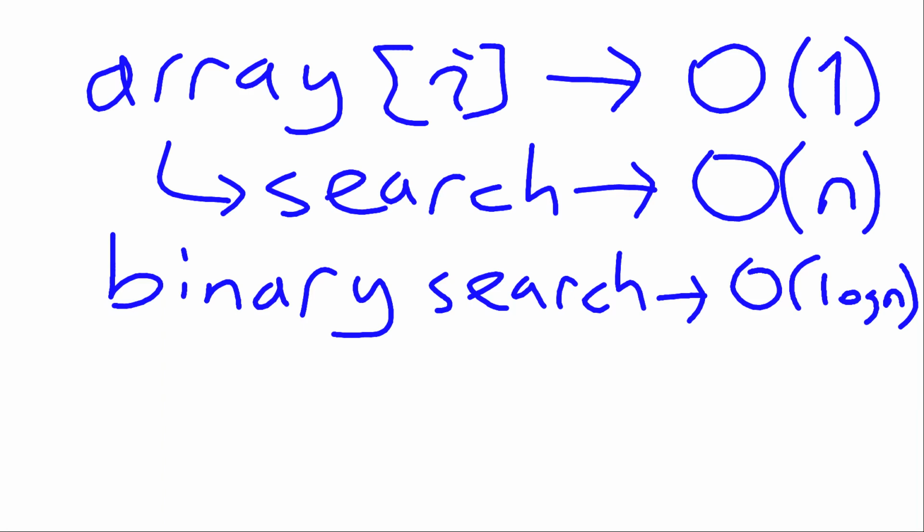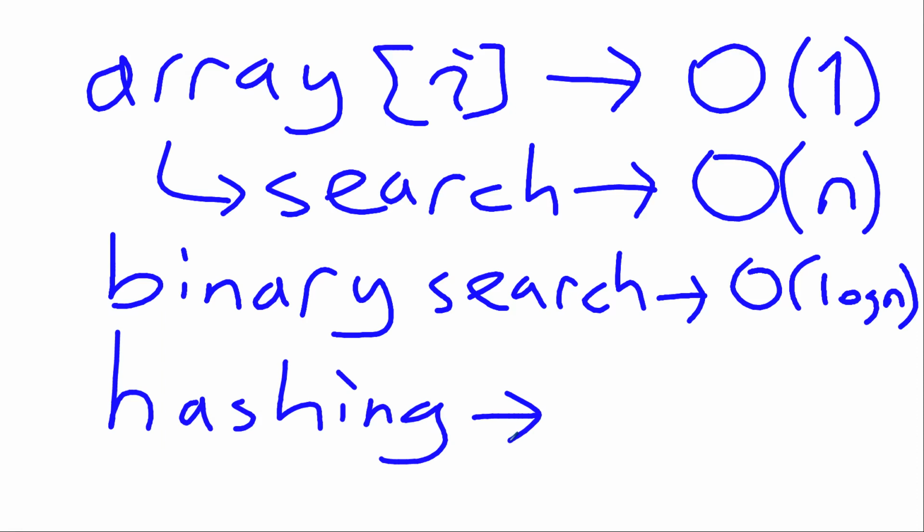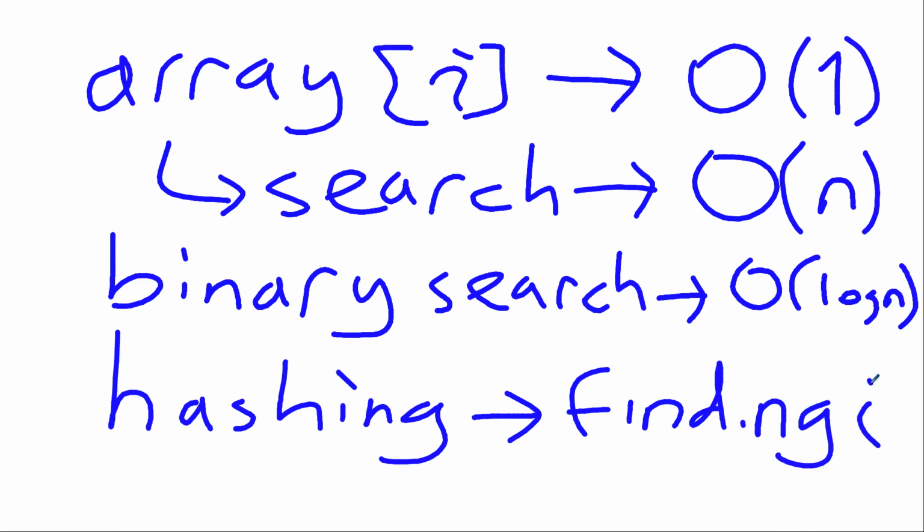So hashing is basically finding the index, finding i. That i is the i on here, and that will give us an O(1) solution.